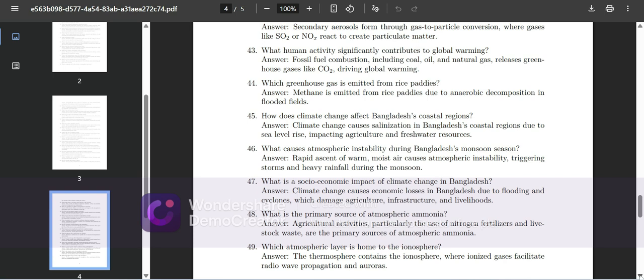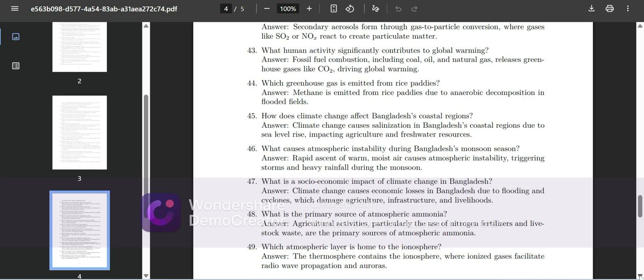What causes atmospheric instability during Bangladesh's monsoon season? Rapid ascent of warm, moist air causes atmospheric instability, triggering storms and heavy rainfall during the monsoon.